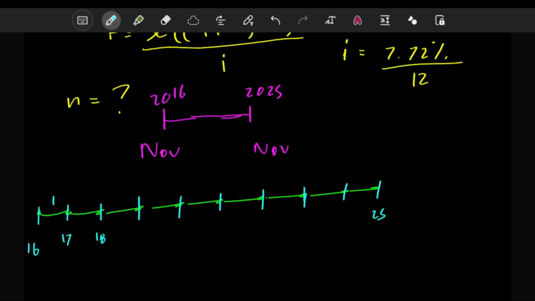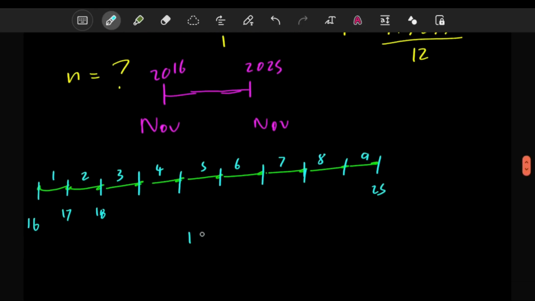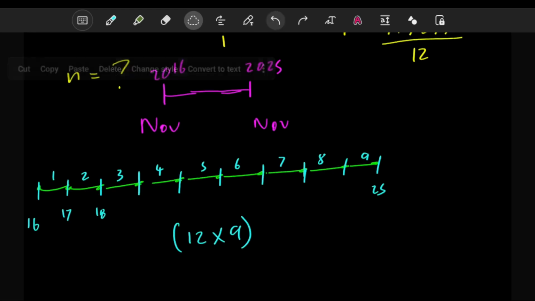However, in terms of the payments that are going to be made, it's one period, another one, and then a third, fourth, fifth, sixth, seventh, eighth, ninth. So between November 2016 and November 2025, this is basically 12 payments times 9 years. Let's work it out like that for now, before we worry about the year 2020.